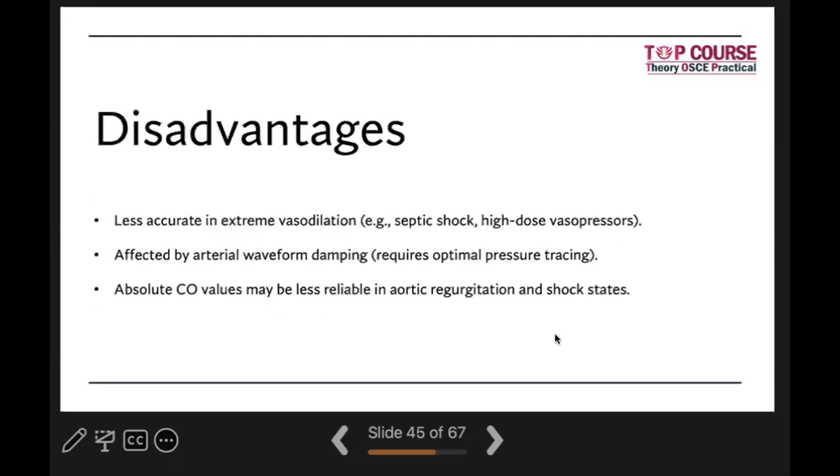What are all the disadvantages? Whenever there are extreme conditions like very severe septic shock, a high dose of vasopressors, or the patient is having extreme distributive shock, then in such cases the cardiac output monitoring may not be appropriate. And it could be affected by arterial waveform damping, like whatever things could happen with invasive BP monitoring, those mechanical challenges are there with FloTrac also. And it can be less reliable in patients with aortic regurgitation and shock states. Okay.